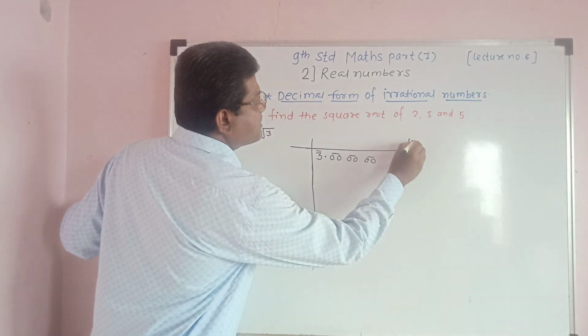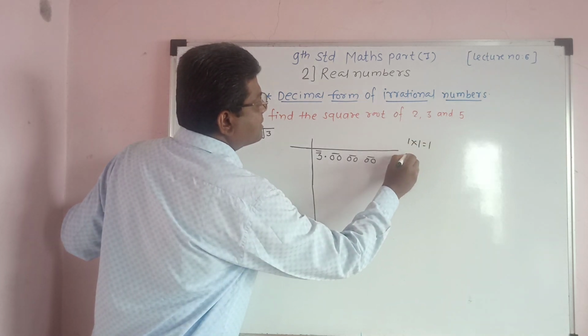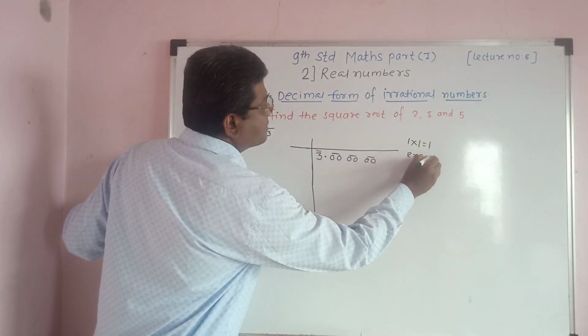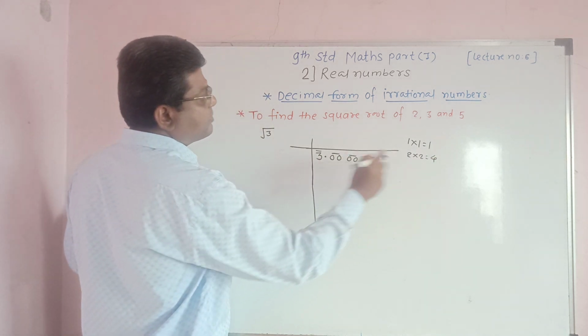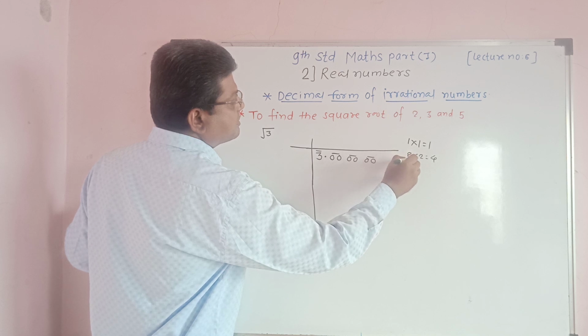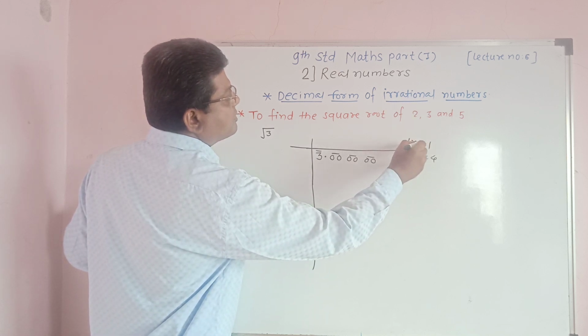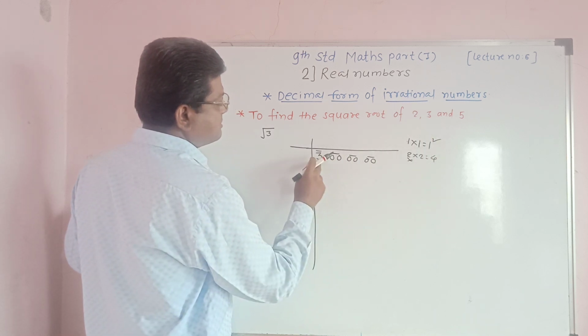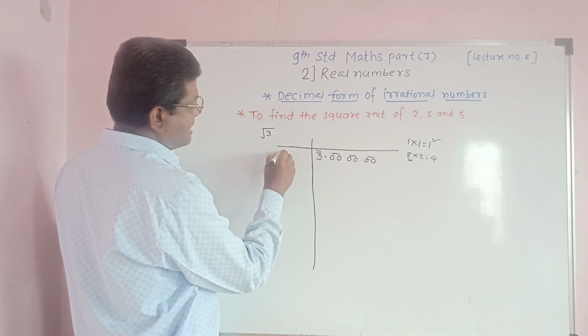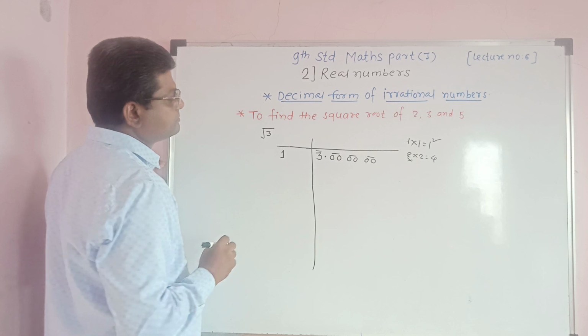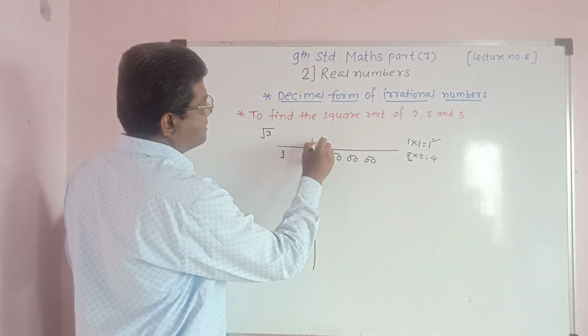Now select a number whose square is 3 or less than 3. If we take 1 into 1, we get 1. 2 into 2 is equal to 4. This 4 is greater than 3, therefore we don't take this 2. And 1 into 1 is 1, which is less than 3, so we select 1 here and write 1 here. Here also we have to write 1.